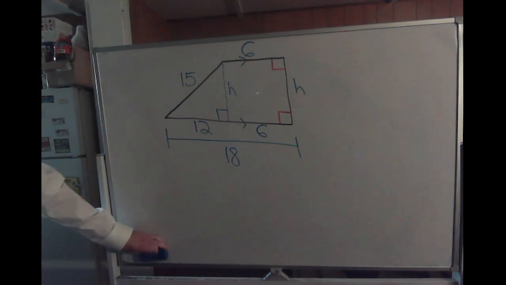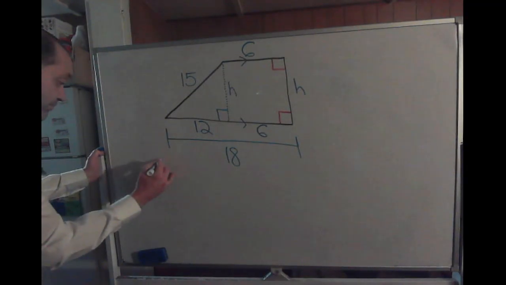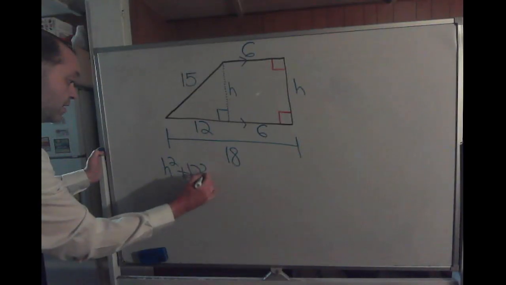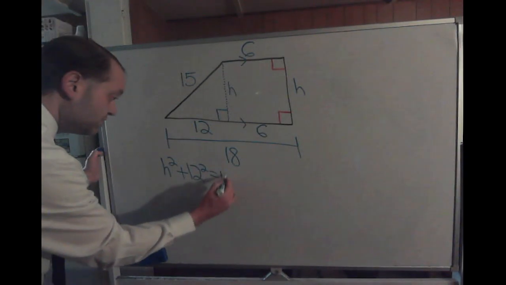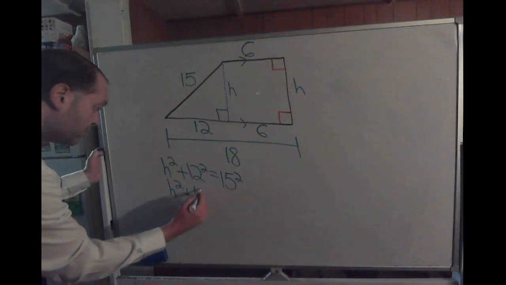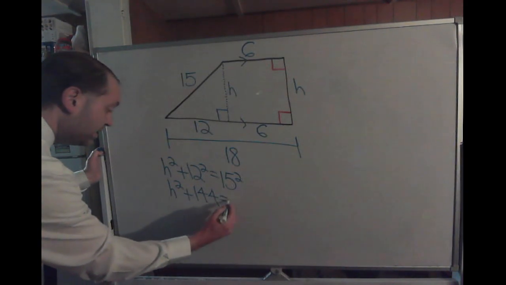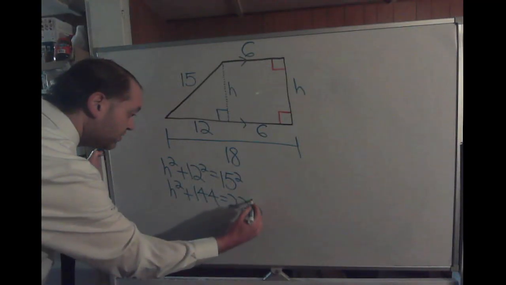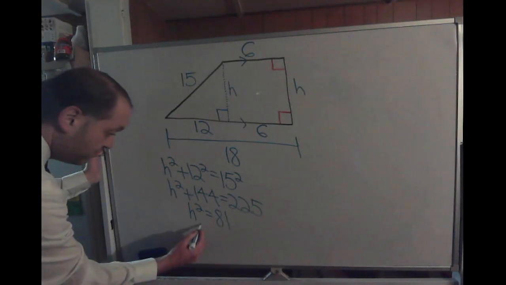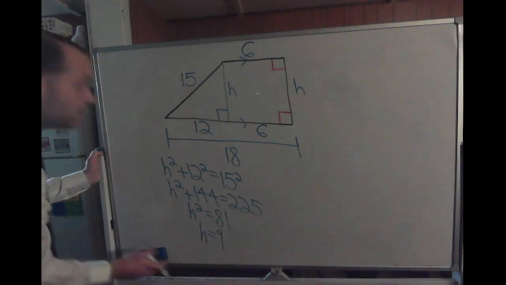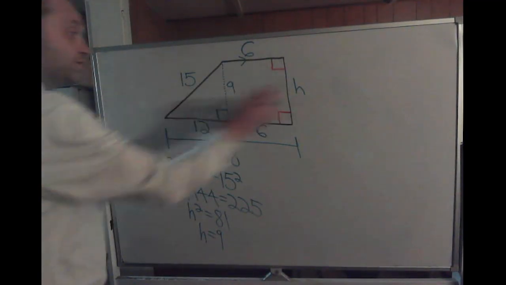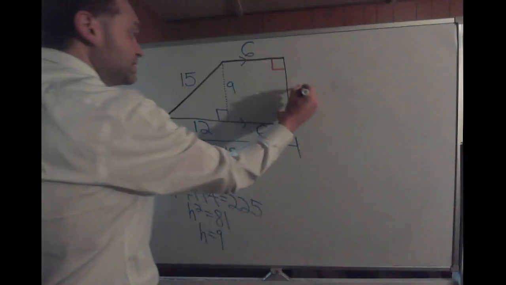So now we can use the Pythagorean Theorem to solve for the height. So we'll take our h squared plus our 12 squared. We'll set that equal to the hypotenuse of 15 squared, which would give us h squared plus 144 equal to 225, which would then give us h squared is equal to 81, which would mean the height itself would have to be 9. So we found the height of this trapezoid to be 9. Makes our life a lot easier now, doesn't it, since we know the height.